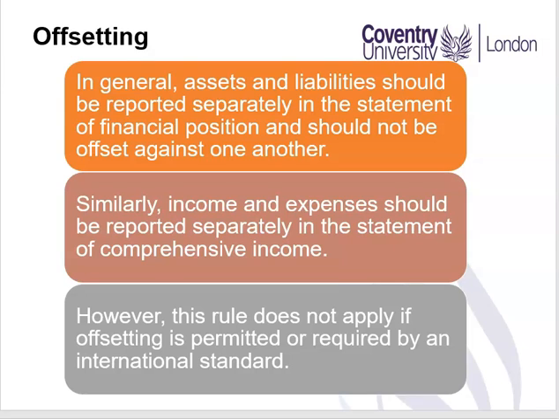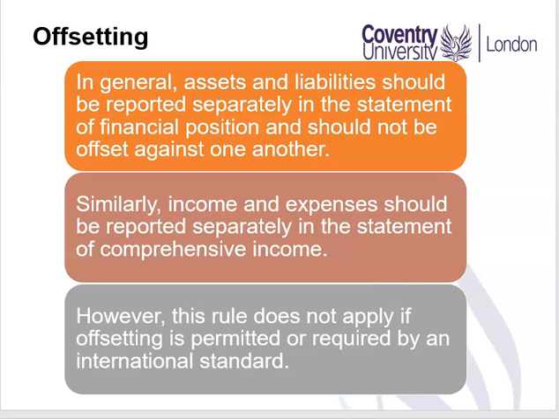Offsetting. In general, assets and liabilities should be reported separately in the statement of financial position and should not be offset against one another. For example, if a customer buys some goods from you and owes you £10,000, and you also acquired some products from the customer, owing that customer £4,000, you are not allowed to show £6,000 due to you. So you cannot offset the 10,000 with the 4,000 to leave a net amount of 6,000.